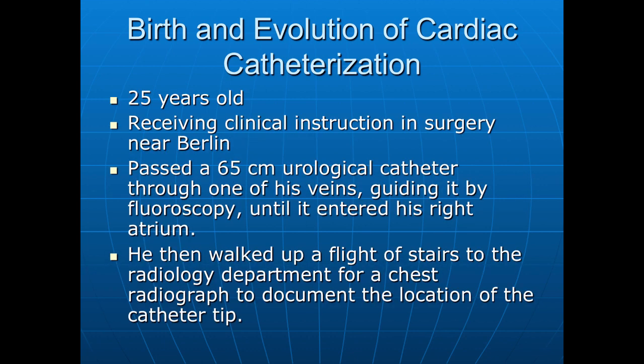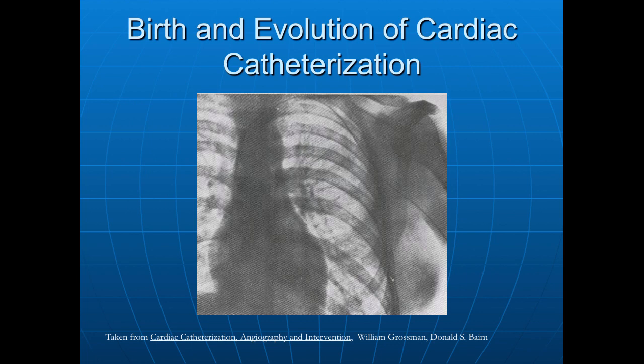So he was 25 years old. He was receiving his clinical instruction in surgery near Berlin. He, on himself, passed a 65 centimeter rubber urological catheter through the vein in the elbow of his arm, his antecubital vein. He guided it by fluoroscopy until it entered his right atrium. He then walked up a flight of stairs to the radiology department for a chest radiograph to document the exact location of the catheter tip.